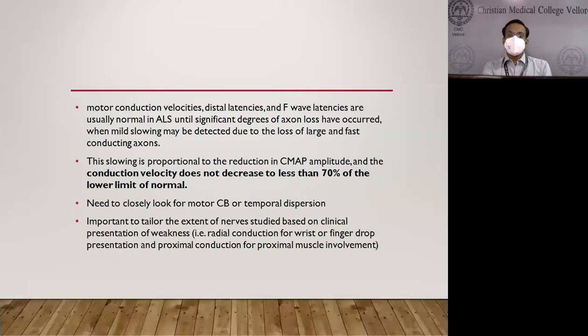So we always like to look for mimics when we are looking at an NCS of patients with suspected ALS. We will not see very low conduction velocities or significant temporal dispersion in patients with definite ALS. And it is important to understand that we must tailor our nerve conduction studies based on clinical presentations. For example, a patient who comes with a finger drop or a wrist drop or proximal onset weakness, the routine median, ulnar, peroneal, tibial conduction may not reveal the problem, and maybe we need to ask for additional conductions like radial and proximal conductions to understand where the problem is.